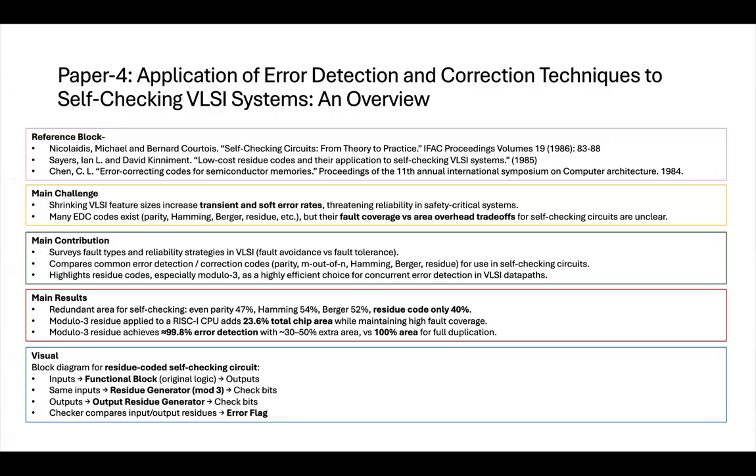The survey reports that traditional codes like parity or Hamming can add around 47 to 54% redundant area, whereas residue codes can get similar or better detection with about 40% overhead. And a real RISC-I CPU example shows only 23.6% total area increase for residue-based checking. That's impressive. Overall, you can get roughly 99.8% error detection with significantly less area than full duplication, making residue codes a very attractive building block for self-checking VLSI.